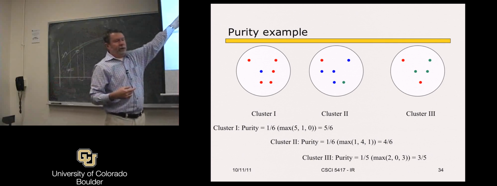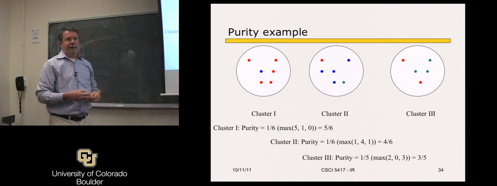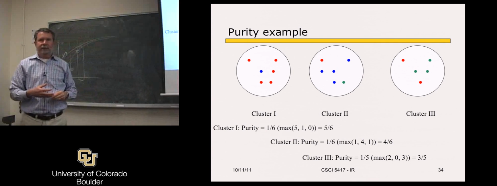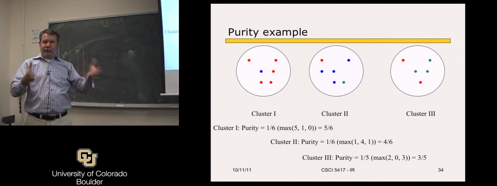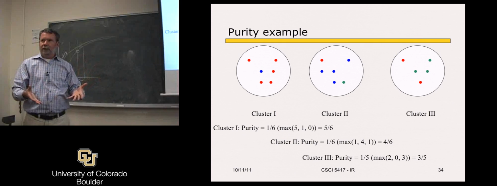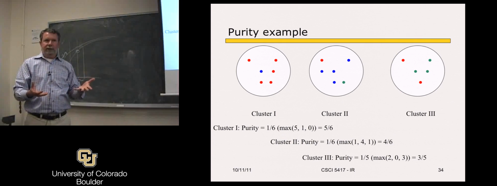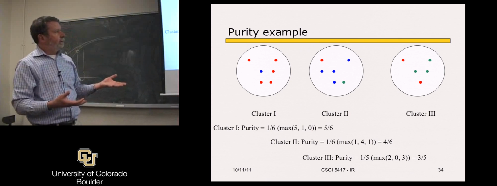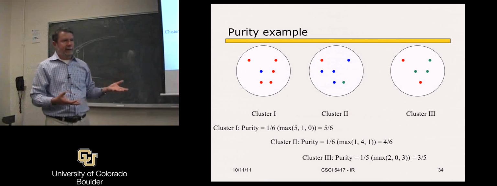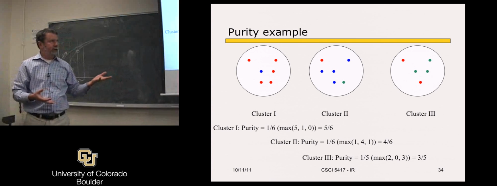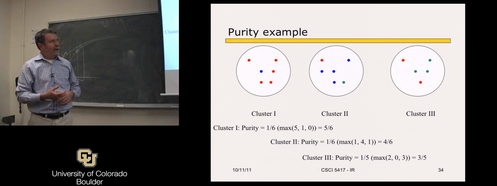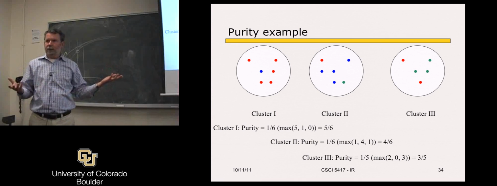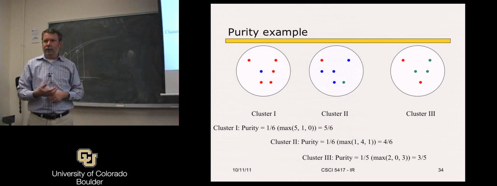So to evaluate the purity of this cluster, it's basically a value of 5/6, because the dominant value is red, and the total value is 6, and therefore the purity of the cluster is 5/6. In the second one, it's 6 as well, and the dominant value is 4, so the purity of that one is 4/6. And then the final one, the dominant is green, there's 5 total, so the purity is 3/5.